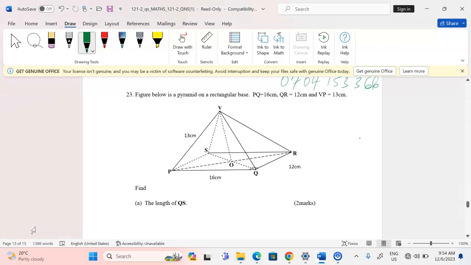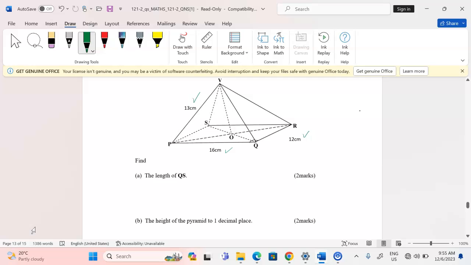The figure below is a pyramid on a rectangular base. PQ equals 16 centimeters, QR 12 centimeters, and VP 13 centimeters. Find the length QS. So the length QS is the length from this point up to this point. There are already some provided lengths and enough information to help us.